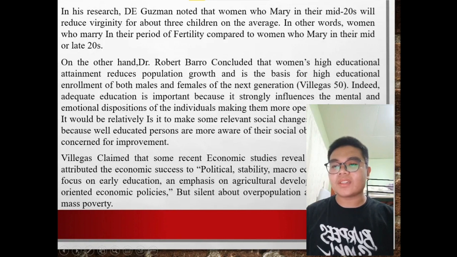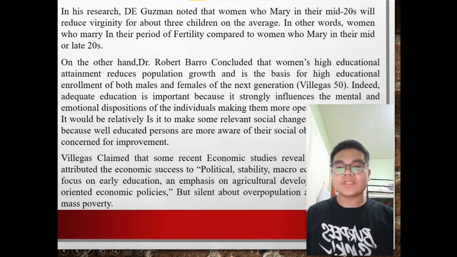Indeed, adequate education is important because it strongly influences the mental and emotional disposition of individuals, making them more open to change. Thus, it would be relatively easy to make relevant social changes in the community because well-educated persons are more aware of their social obligations and more concerned for improvement. Villages claim that some recent economic studies reveal that many nations attributed their economic success to political stability, macroeconomic stability, a focus on early education, an emphasis on agricultural development, and market-oriented economic policies, but are silent about overpopulation as a major cause of mass poverty.